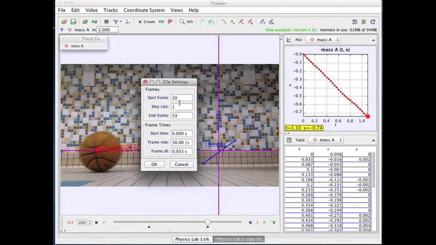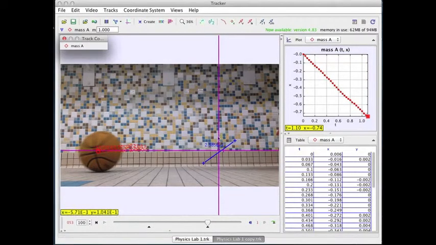So we begin at frame 20 and end at frame 53, with each frame measuring about 1/30th of a second. The analysis was calibrated using the diameter of the ball, which measures 0.2385 meters as per regulation NBA-sized basketballs. For future reference, the mass is about 1.04 kilograms.